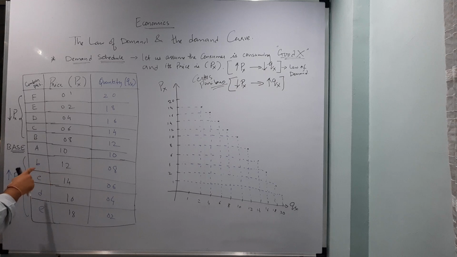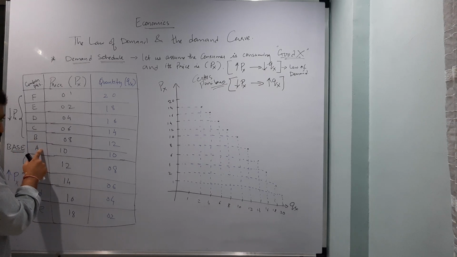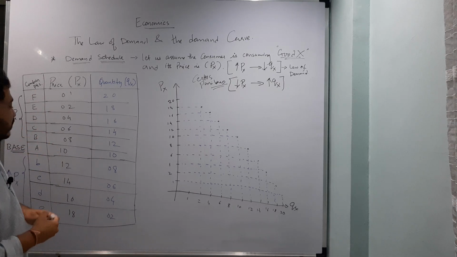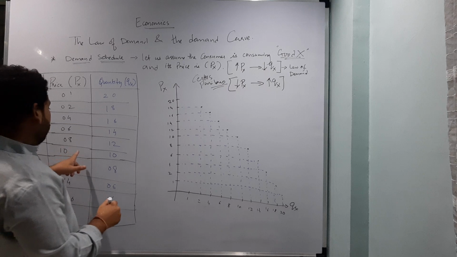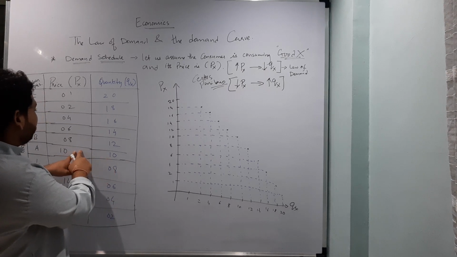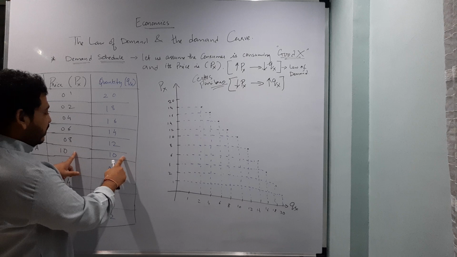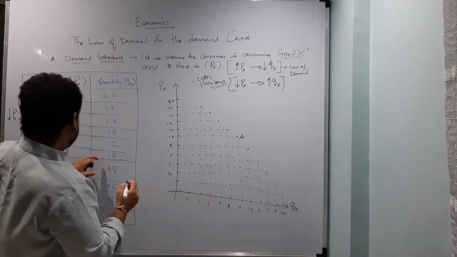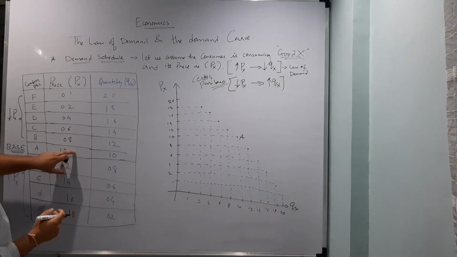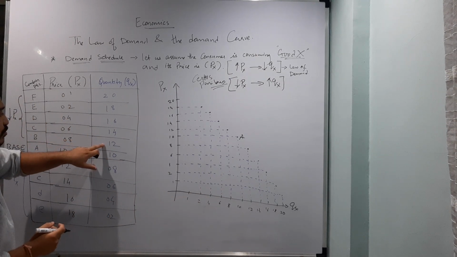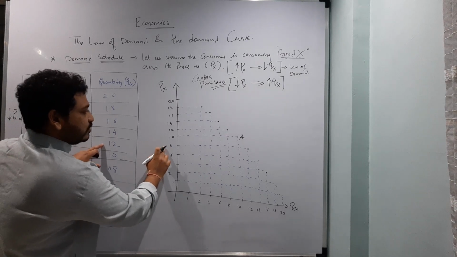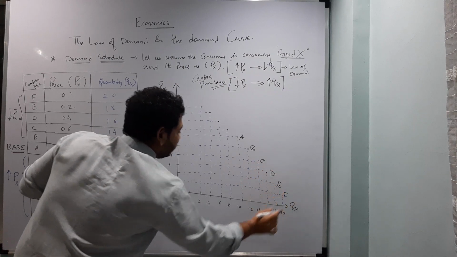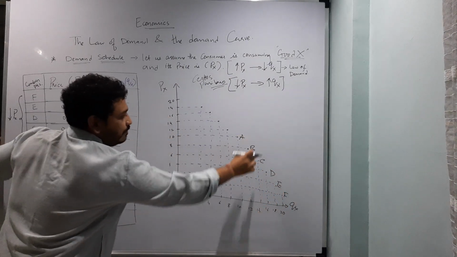Here the points in capital letters A, B, C, D, E, F denote price fall. When the price was rupees 10, the quantity demanded is 10 units. So this point here is capital A. When the price falls to rupees 8, the quantity demanded goes up to 12. So price is falling, and this becomes my capital B. This becomes C, D, E, F. So these are my price falls.